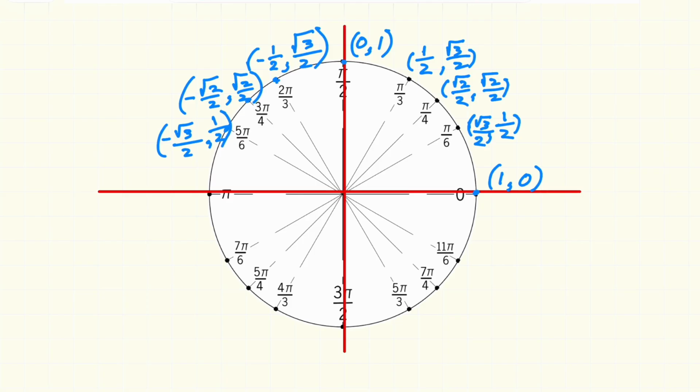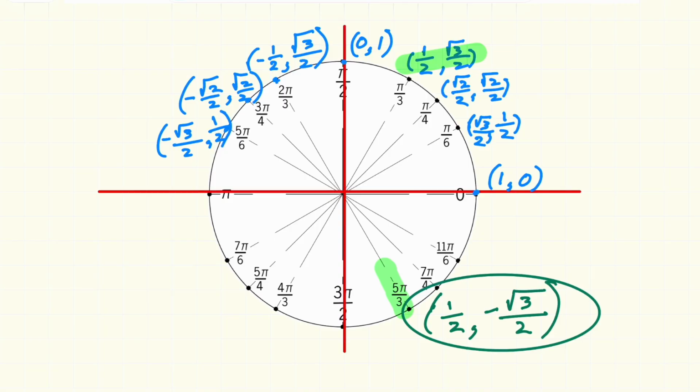However, the one that we were asked about is this one, 5 pi thirds. Since I know its mirror image here in the first quadrant, this would have the same x value, 1/2, but the y value would be negative. So negative square root of 3 over 2. So this would be the coordinates of the point on the unit circle at 5 pi thirds, and we can get there by recognizing the pattern for both the special angles and the pattern that the coordinates follow.